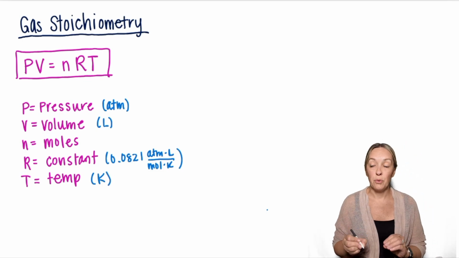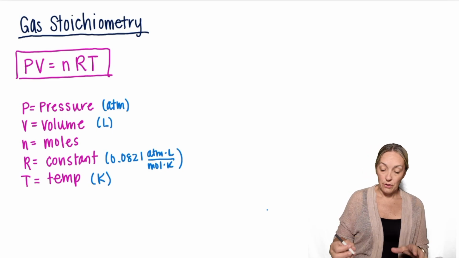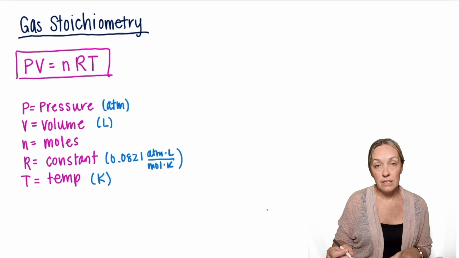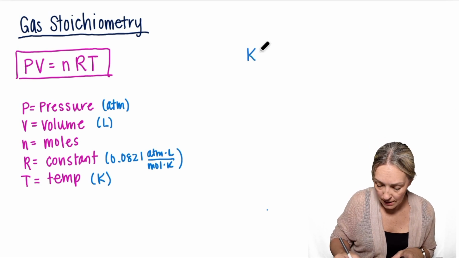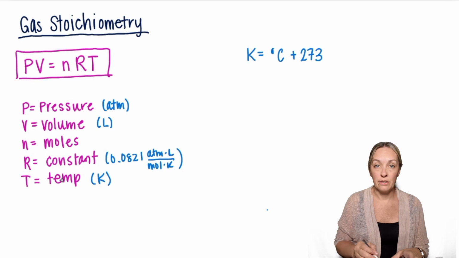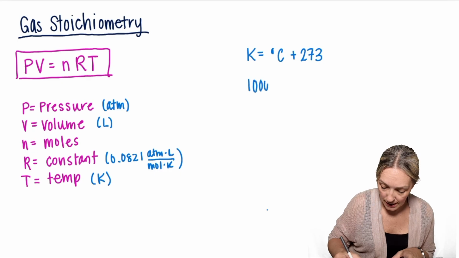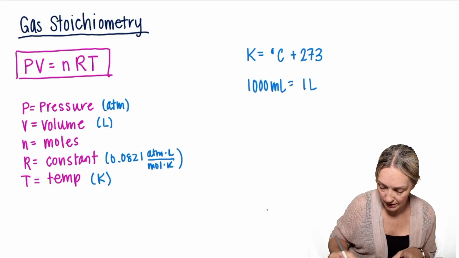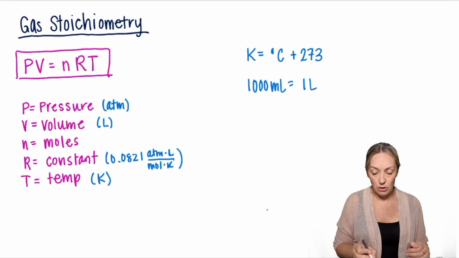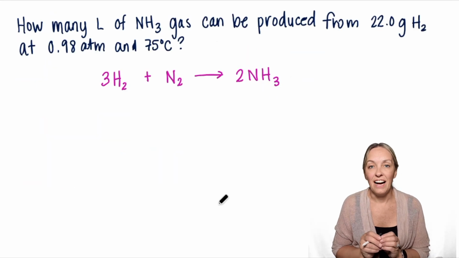That means we have a couple of important equations or conversions that we might need in addition to our ideal gas law. First is Celsius. If we are given a temperature in Celsius, we can easily convert from Celsius to Kelvin by simply adding 273. This must be done prior to using the ideal gas law. The second thing that we need to know is that there are 1,000 milliliters in 1 liter. So if you are given a volume in milliliters, you may need to convert those milliliters into liters using that conversion factor. All right, let's get started on our first problem here.